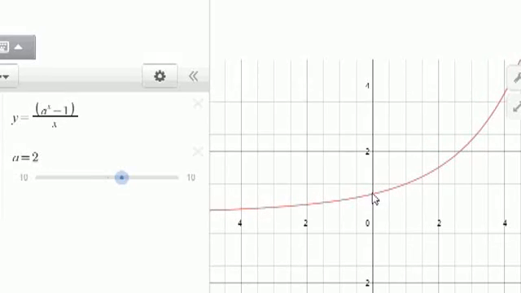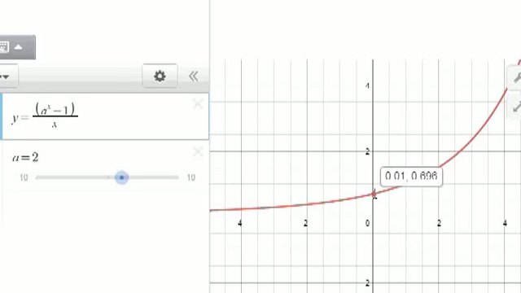So when A is 2, you can see on the graph plotter, dead on 0, it should be undefined. See, dead on 0 is undefined. So I'm going to move it slightly out. Okay, I'm going to guess. So when A equals 2, the height is roughly 0.696, roughly.